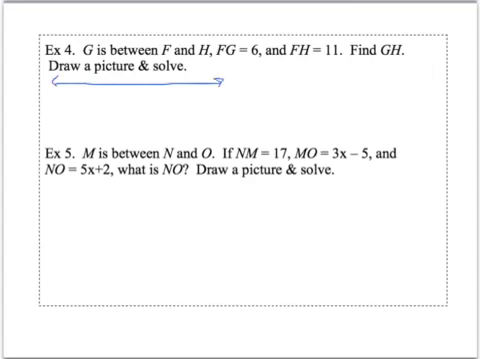And I have 3 points. G has to be between F and H. Okay, and now I want to label my lengths. Sorry, I need to switch my pen colors. F to G is 6 units.